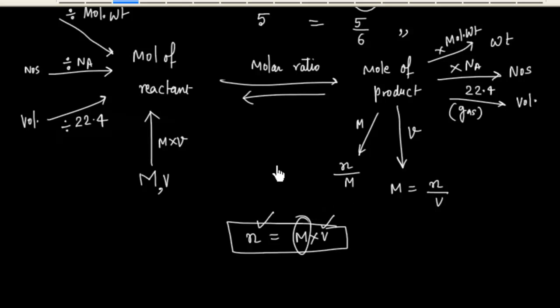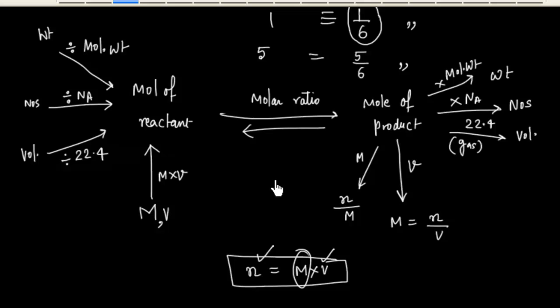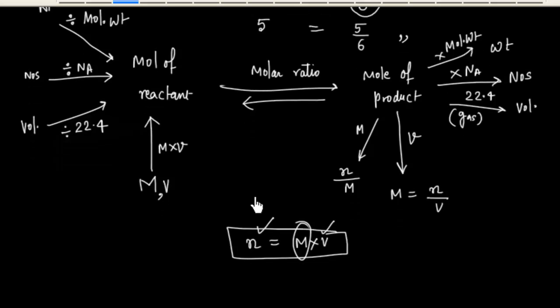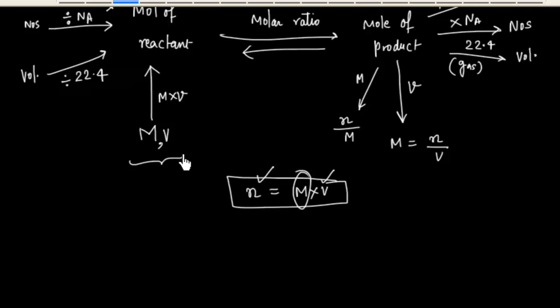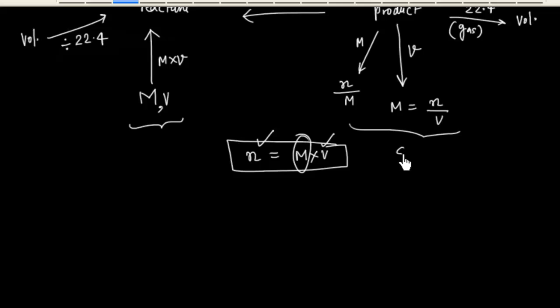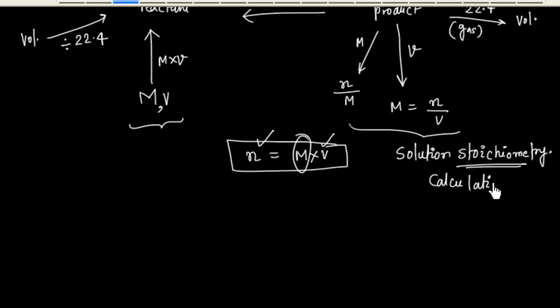So these are the kinds of information that we can obtain from a balanced chemical reaction. Now when molarity and volume are given, this is basically a case of solution stoichiometry, because molarity is defined for solutions. So when we have a solution stoichiometry calculation, molarity and volume will be given.